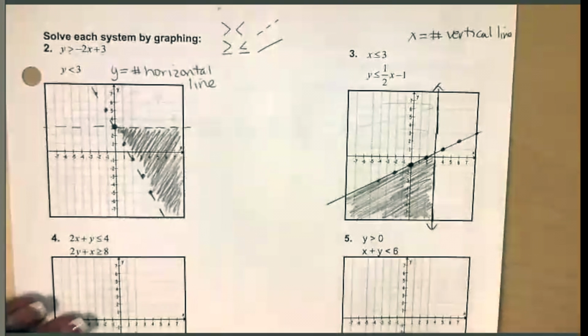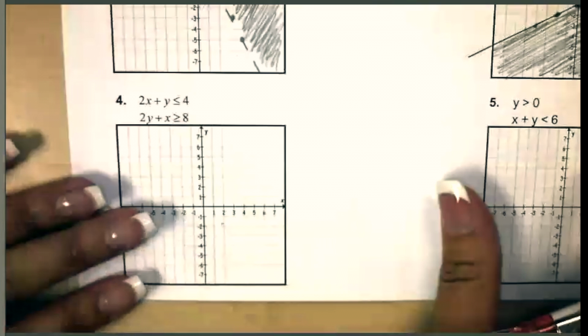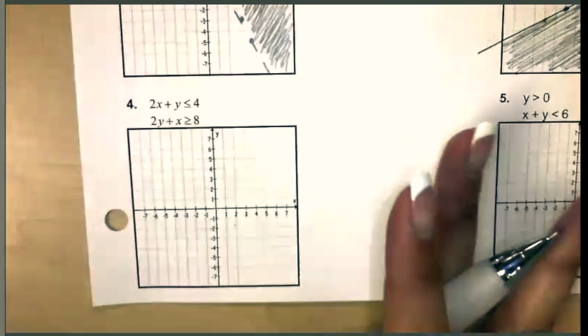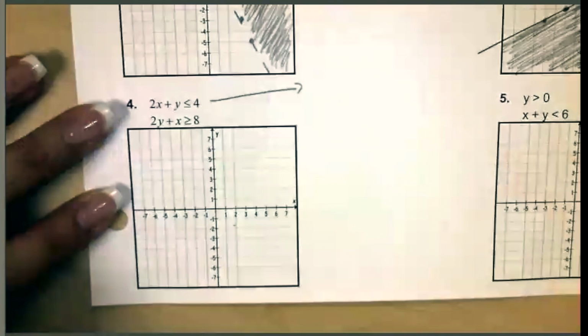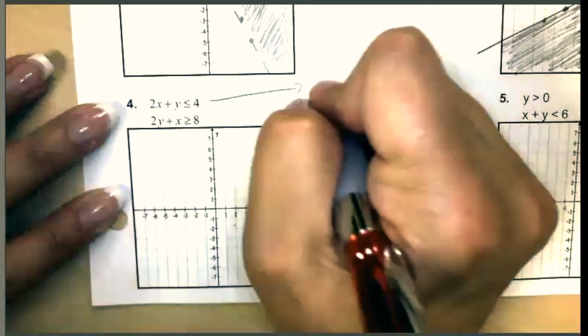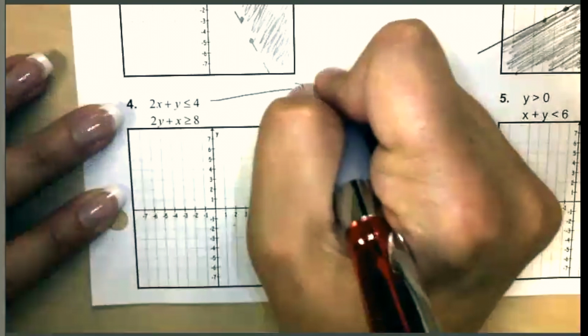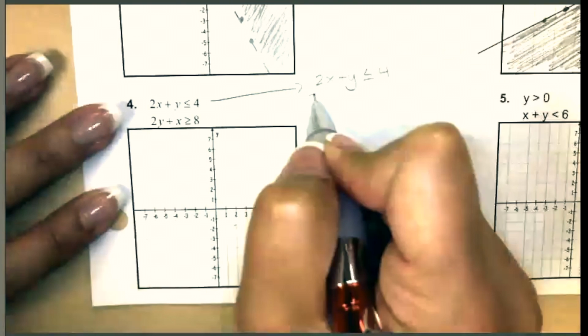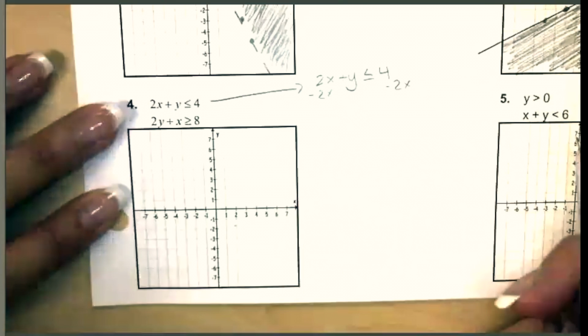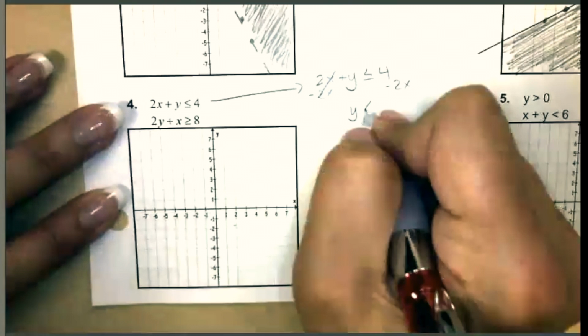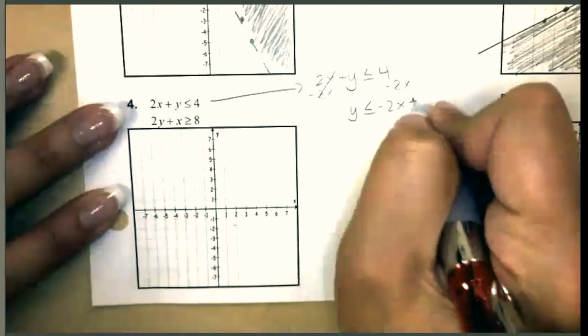We're going to go ahead and do one more since they're not in the y equals format so that we can practice that. In this case right here, we would want to solve for y, by subtracting the 2x to get it to the other side. So we get y is less than or equal to -2x plus 4.